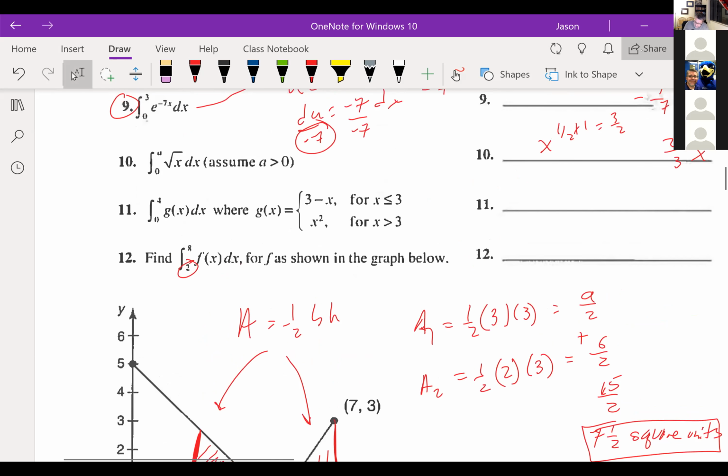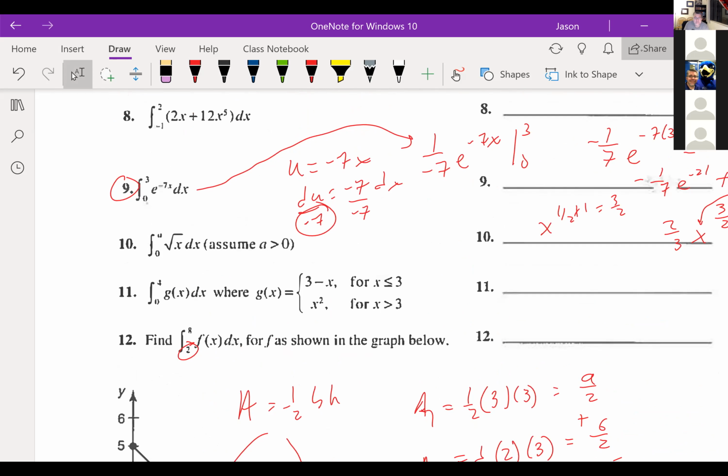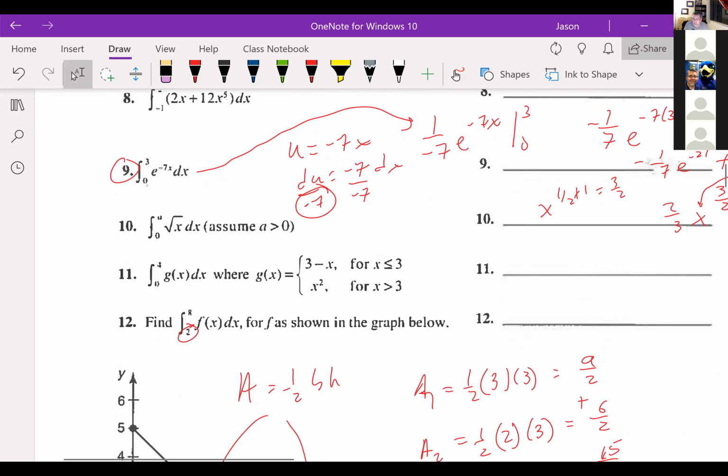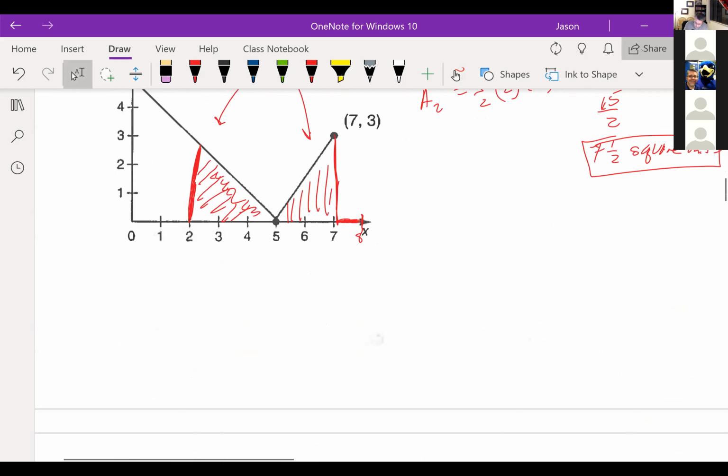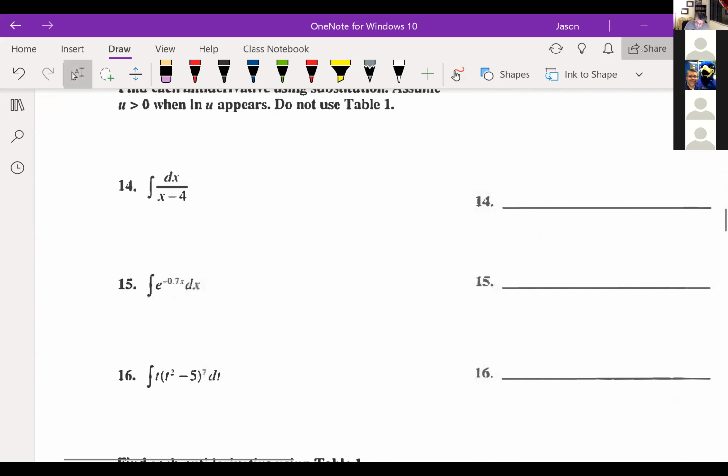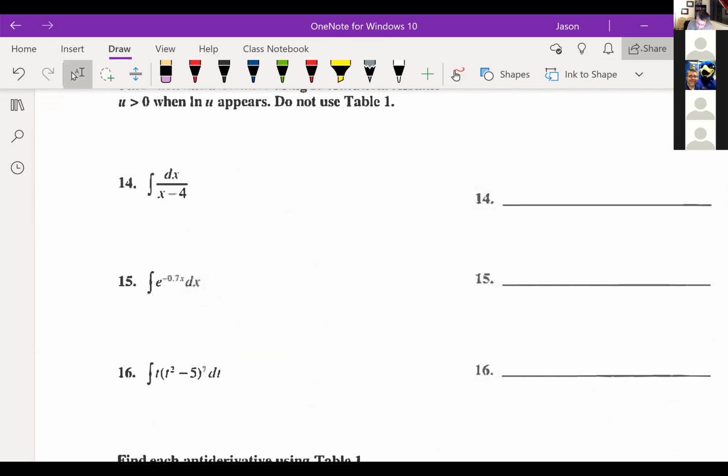So that's 12. Okay. 14. Okay, so yeah, let's do this one. 14. u is equal to x minus 4. du is equal to dx.